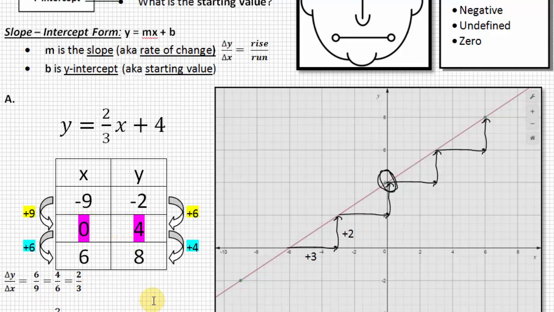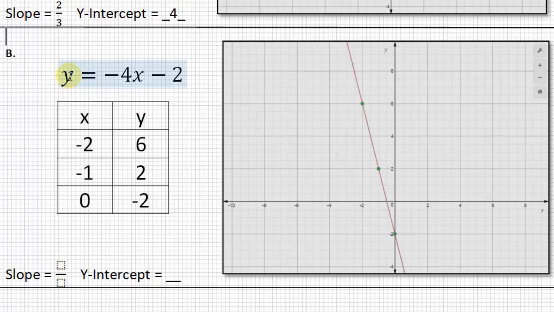So let's take a look at one more and try the same thing. So here's our next one. y equals -4x minus 2. We have it in its table form, and we have it in its graph.